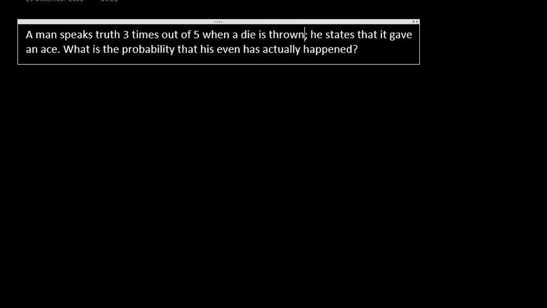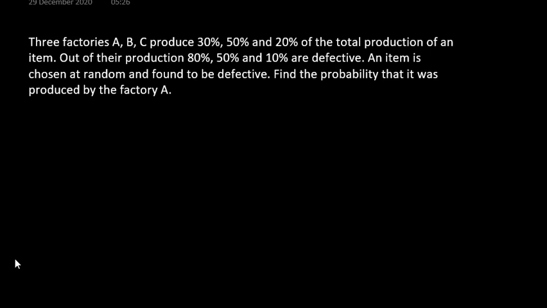Now let us see the next question. A man speaks truth 3 times out of 5. Acha, the same question is repeating. Three factories A, B and C produce 30%, 50% and 20% of the total production of an item. Out of their production, 80%, 50% and 10% are defective. An item is chosen at random and found to be defective. Find the probability that it was produced by factory A.